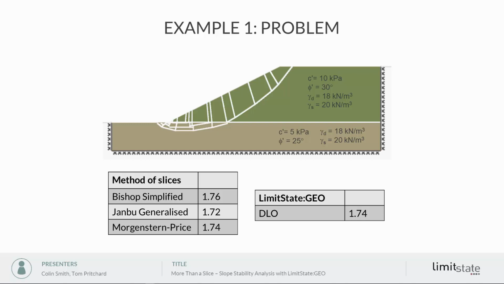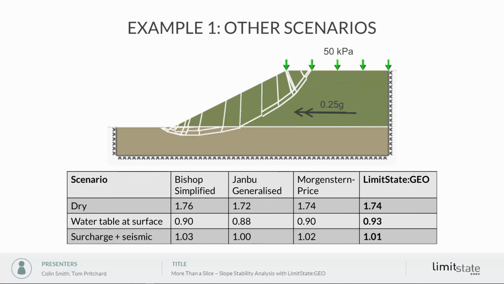If we go back to our presentation, if we solve it with more nodes, in that particular example we get a solution of 1.74 for that problem, so that sits pretty much in the middle of this set of results. And we can look at some other examples, so I've listed some others here. The first row here is the one we've just looked at. Another scenario has the water table at the surface, and another scenario has a surcharge, that's the one in this diagram, and also a horizontal seismic acceleration.